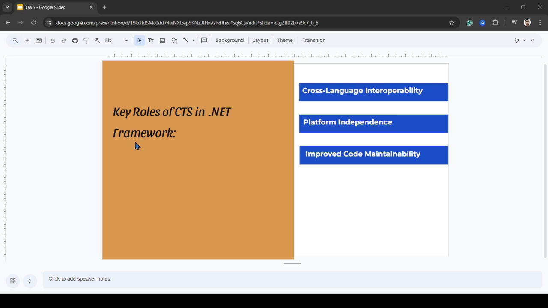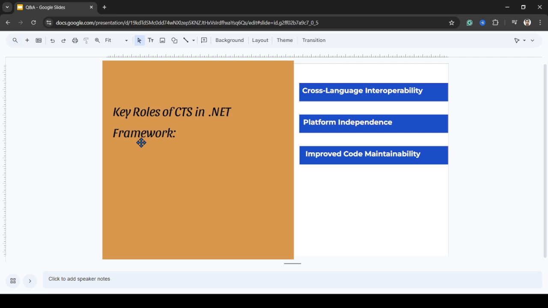The next point is that it improves code maintainability. The consistent type system makes it easier to understand and maintain code, as developers can rely on a common set of rules and data types. So it's easier for developers to understand the data types and the rules of a programming language, which are consistent across the .NET framework. So these are the key roles of CTS in the .NET framework.